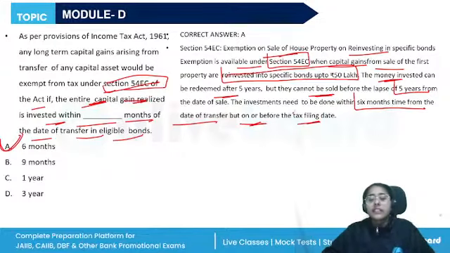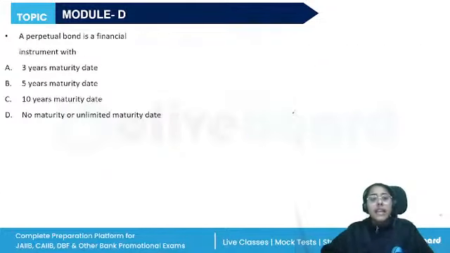Alright, so the correct answer is option A. Next, a perpetual bond is a financial instrument. Again, bonds also come under the assets. There are different types of bonds which can be managed.